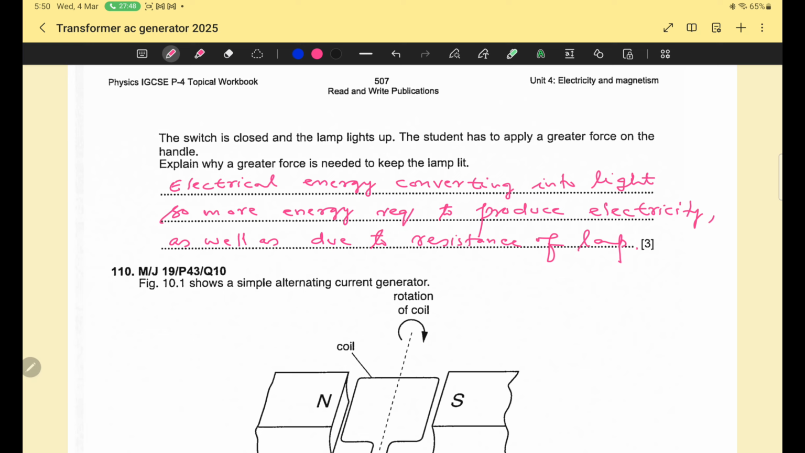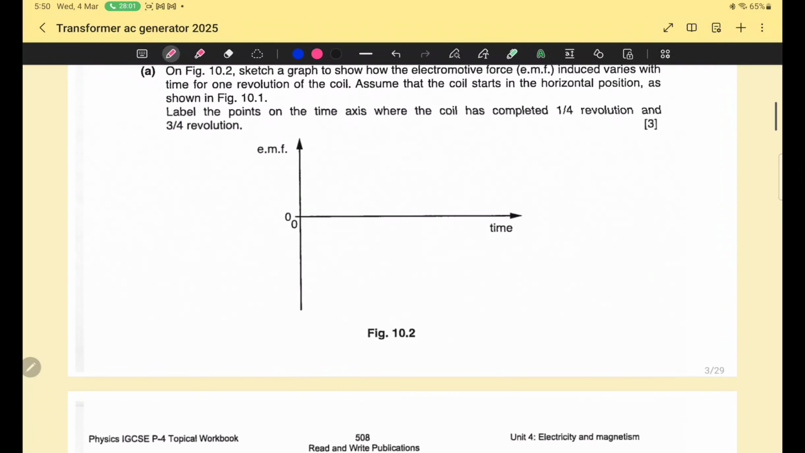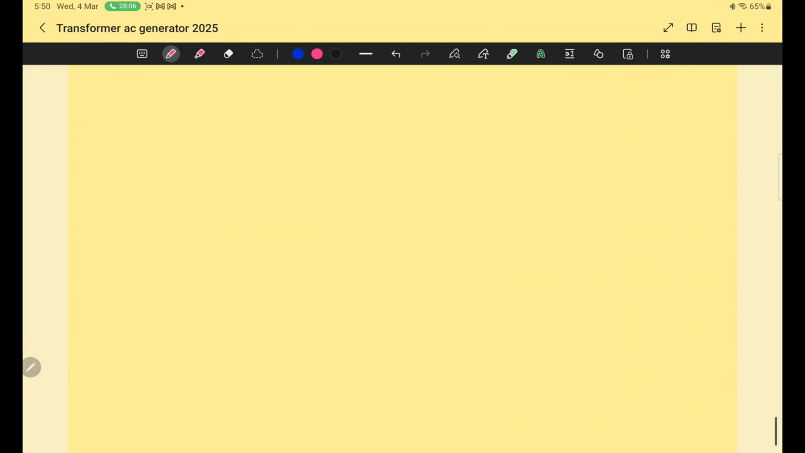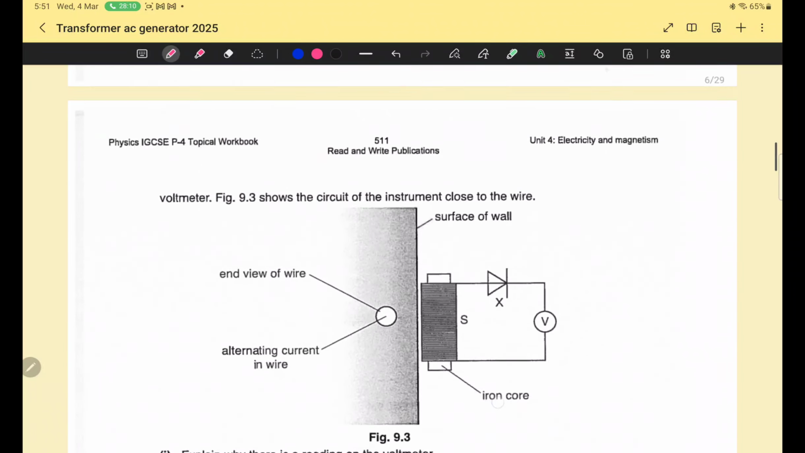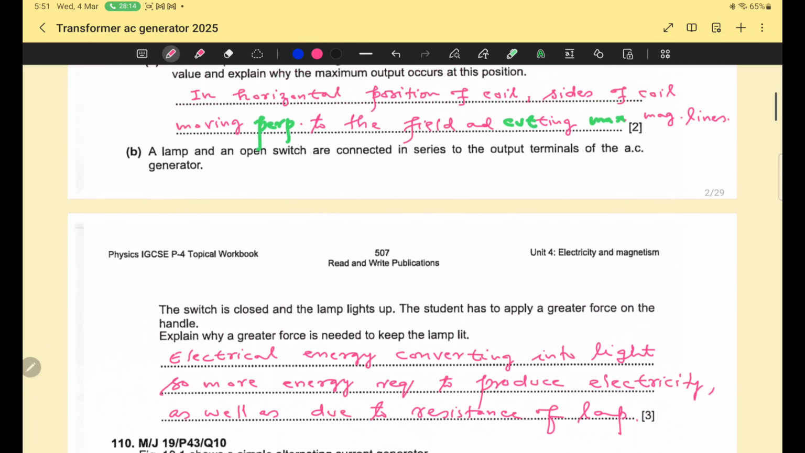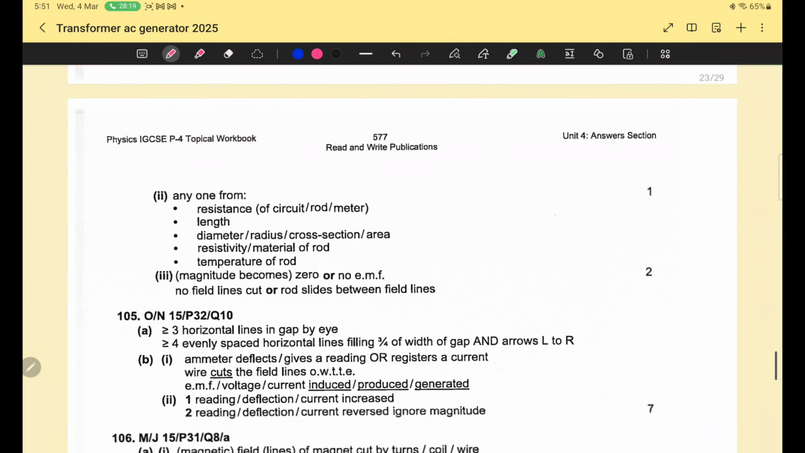Okay, so if there is no load, then it is very easy to turn the handle. But when you connect a load, and let me check, is there a marking scheme I have connected? Yes, sir, marking scheme is here. And if we read the marking scheme answer, then it will be better for you. So right now we were solving question number 109.